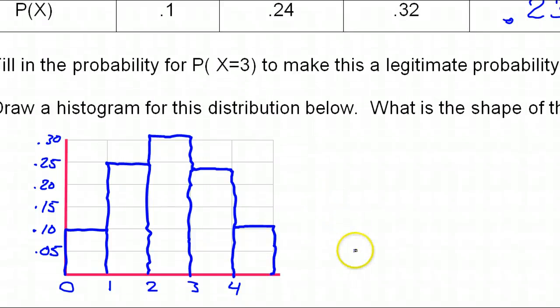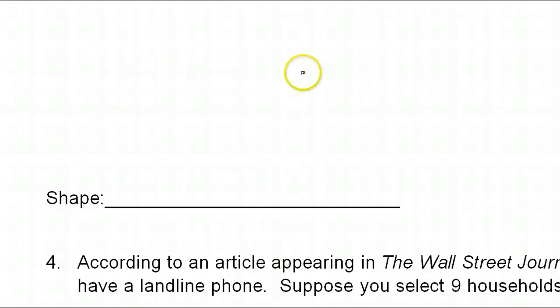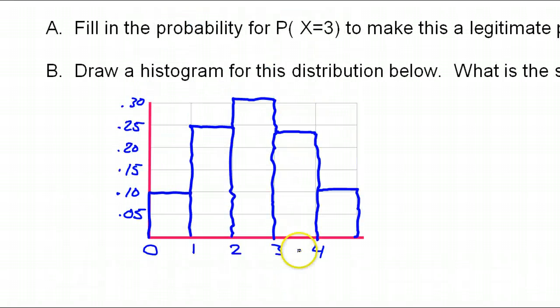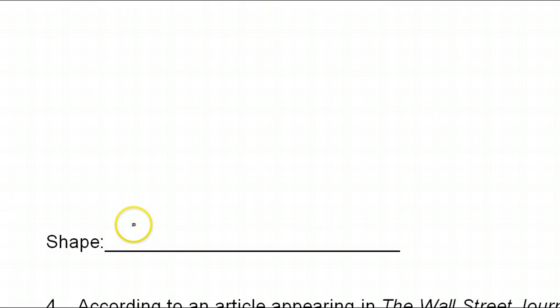We're supposed to describe the shape, and the choices are: is it skewed left, skewed right, is it symmetric, or is it bimodal? This seems very symmetric. It doesn't have a clear tail in either direction. It's got a lot of balance, so this is symmetric.